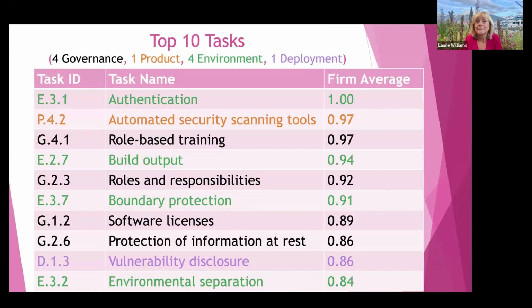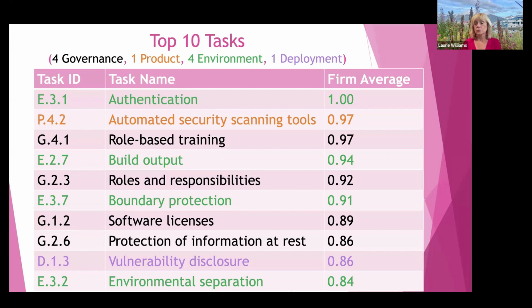Also, this is the top 10 tasks. So these are the tasks that were most adopted: authentication, having automated security scanning tools. That doesn't mean they run them, that means they have them. Role-based training, build output, meaning the output of a build is put in a different place than the source code. Roles and responsibilities for handling all these things are set. Boundary protection, software license checks, protection of information at rest, vulnerability disclosure, and environmental separation. So all of these are done pretty well.